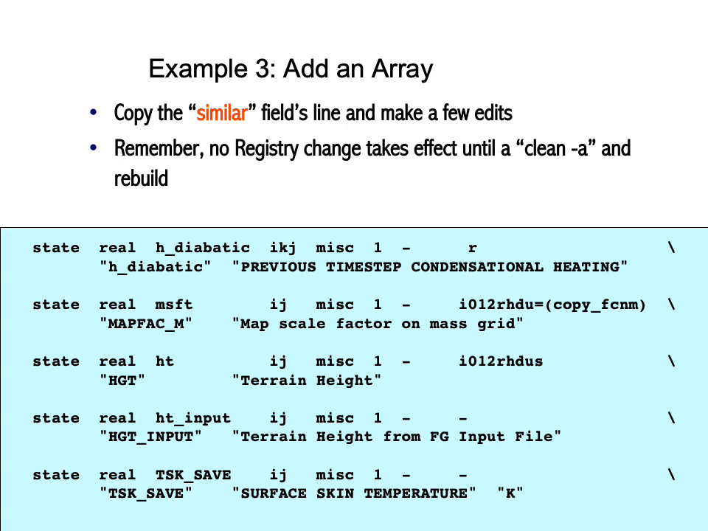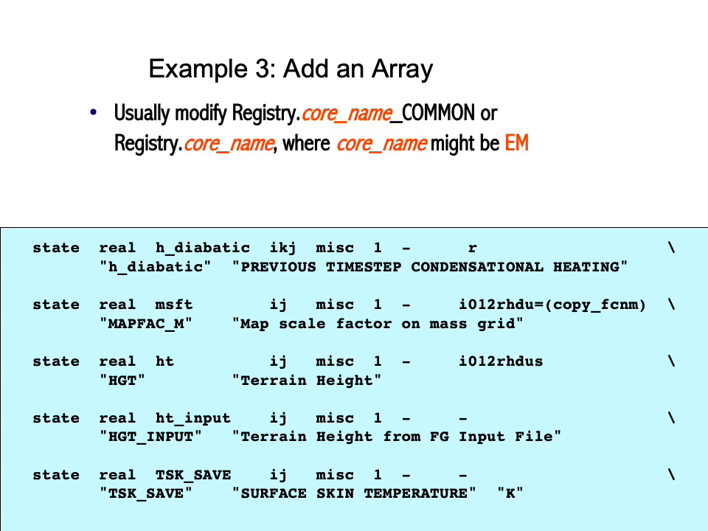So instead of trying to go down the registry and find a field that looks like what we want, the idea is for us to first go into the WRF model, find the variable that we want to make a new variable look like, and then go into the registry and go directly to that line. Almost always the changes are going to be made in the registry directory to this file called registry.corename_common, where corename, for example, is like EM.